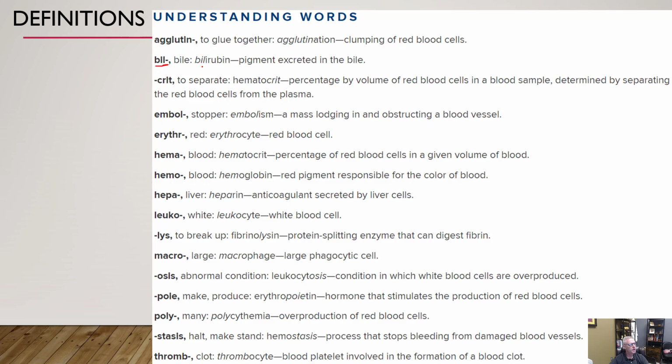I'm sure you've heard of bilirubin, hematocrit, embolism, erythrocyte, ERYTHR means red, hematoma, hemoglobin, hepatocyte or hepat means liver, leukocyte, that'll be white blood cell. We already talked about lyse. LYS means to break up, macro means large, poly means many.